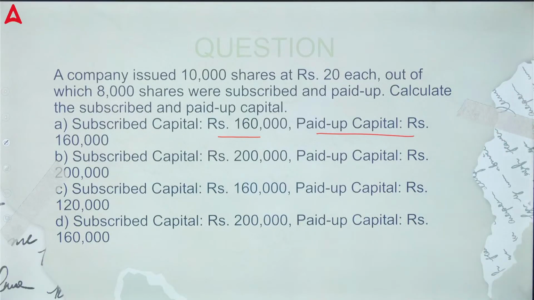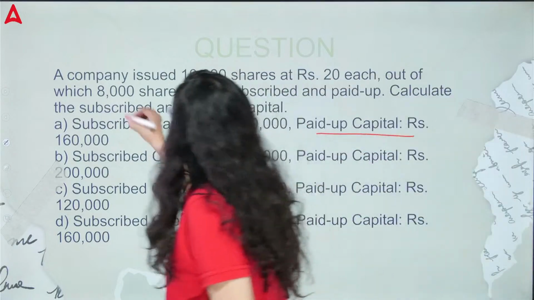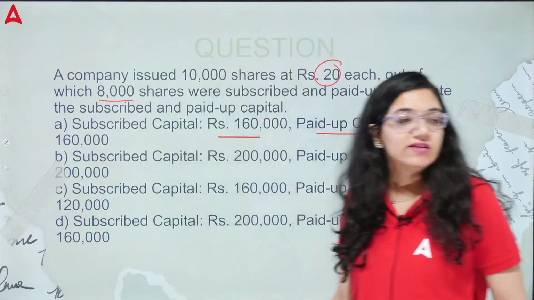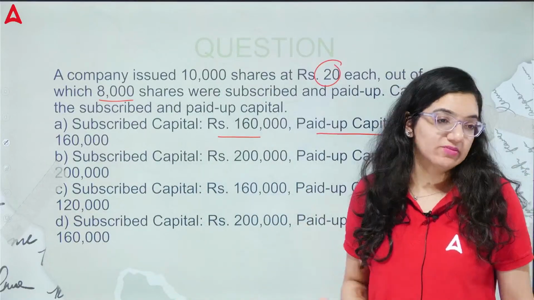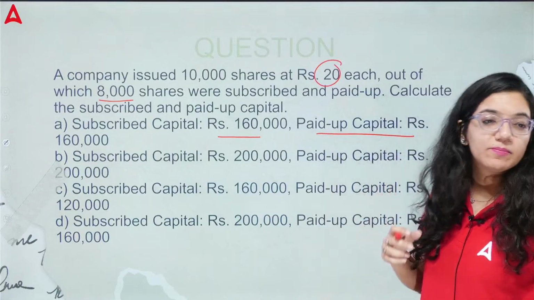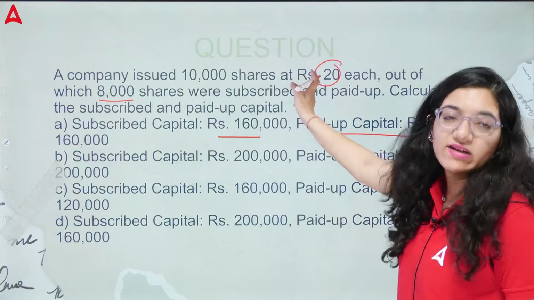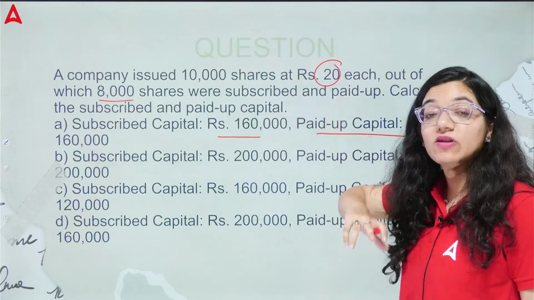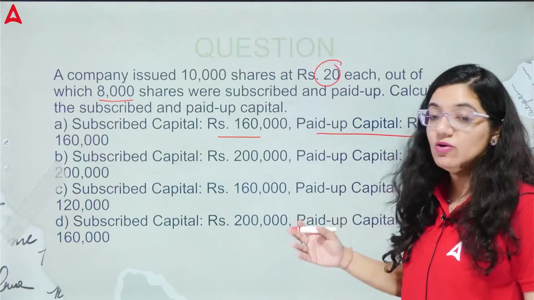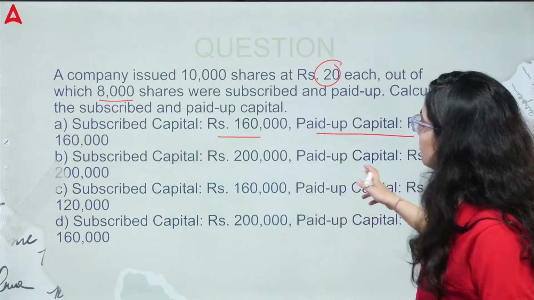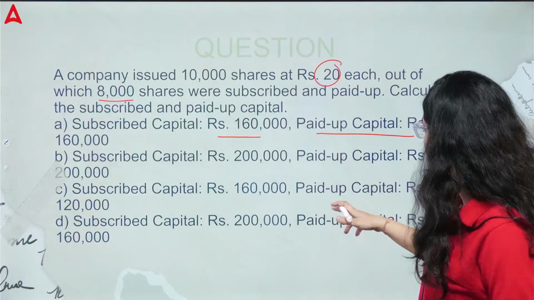A company issued 10,000 equity shares at the rate of rupees 20 each, of which 8,000 are subscribed. So this would be 8,000 into 20. This would be the amount which is subscribed. And when we talk about the paid up area, the paid up would also be the same. This is authorized, this is not subscribed. One is authorized, the amount which we are allowed to have. Then we have subscribed. So this will go as subscribed, and both of them should be 1 lakh 60 altogether.